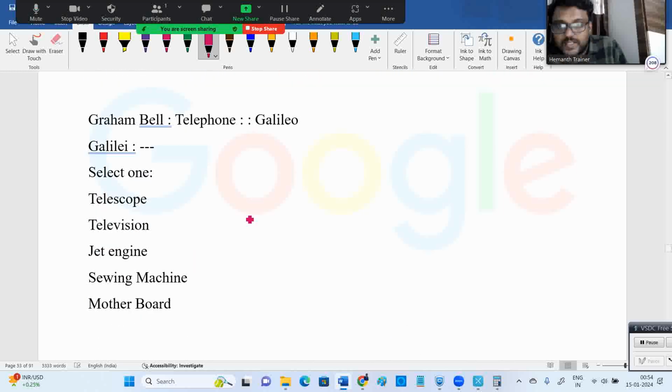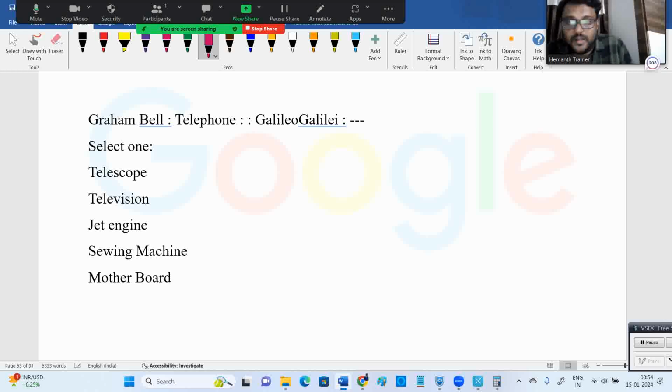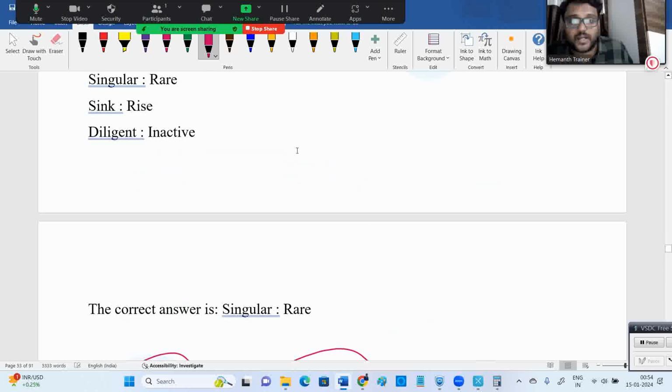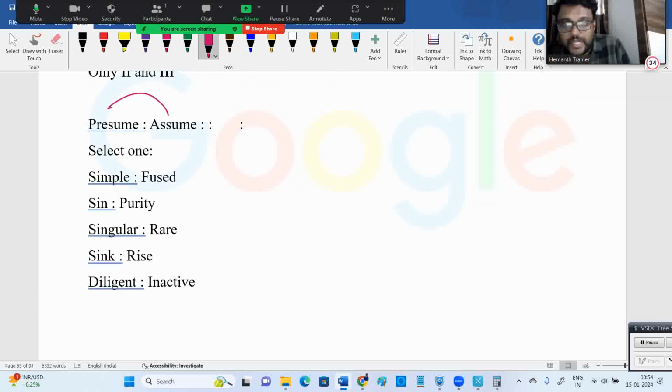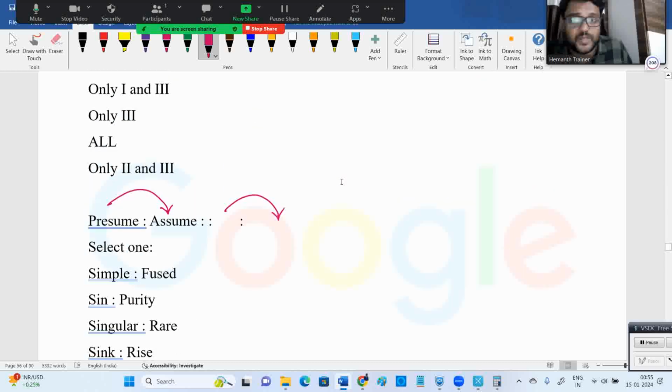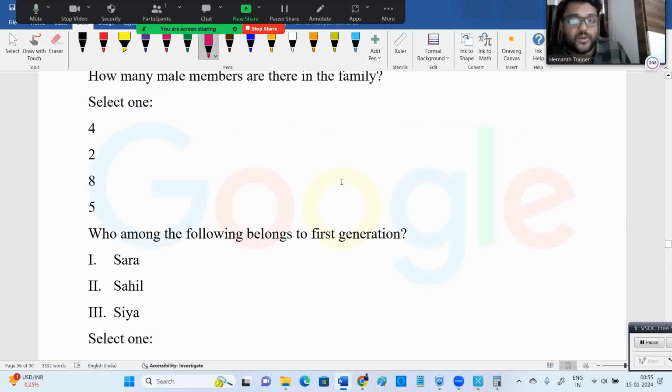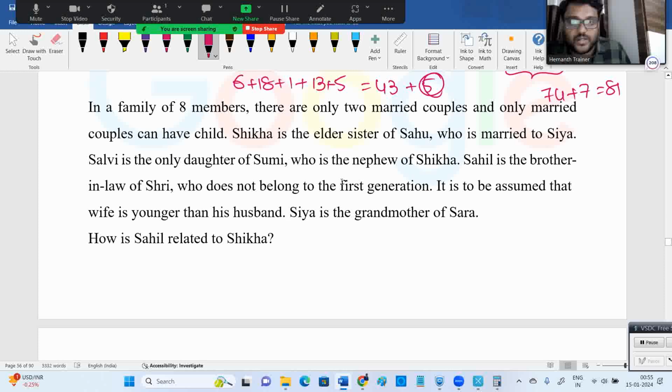I hope you people know this is all about pairs. First pair: Graham Bell invented the telephone, Galileo's invention is the telescope. So those general knowledge facts were required. If these two are synonyms or antonyms, then the next pair should follow the same logic. Presume, assume, then singular, rare. So these are all pairs. Those two may be opposite words, or similar words. We need to understand that and apply it in the next step. Right, so now let's see this question.